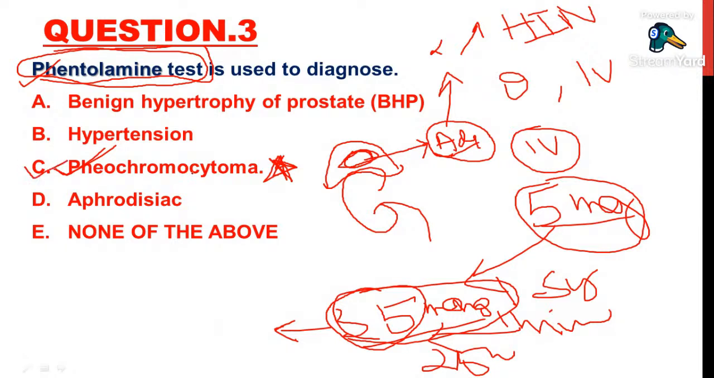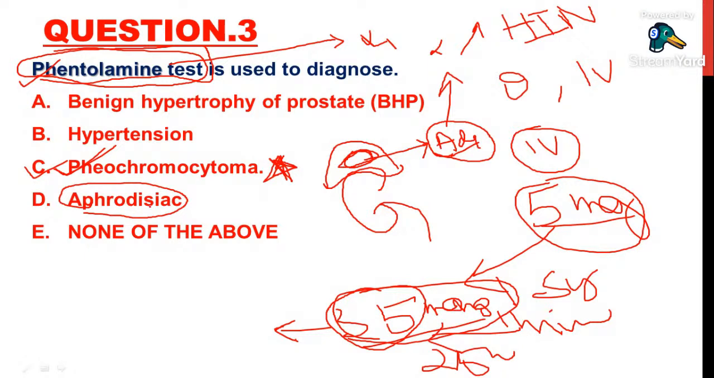Directly explained the answer. Why is the phentolamine test not used in benign prostatic hyperplasia? Because phentolamine has nothing to do with benign prostatic hyperplasia, because phentolamine acts on both alpha 1 as well as alpha 2. For benign prostatic hyperplasia, we want alpha 1 activity. Anyways, for benign prostatic hyperplasia, the phentolamine test is not used. For hypertension, we don't use the phentolamine test. And for aphrodisiac, we don't use the phentolamine test.